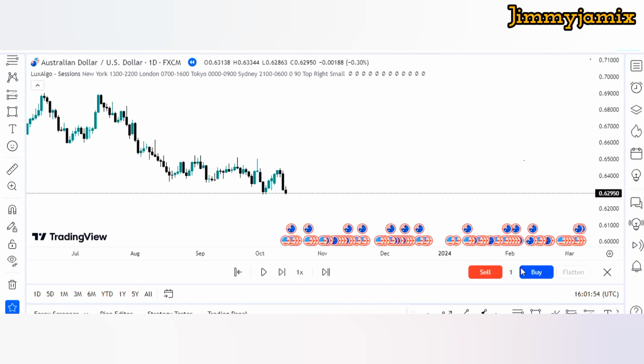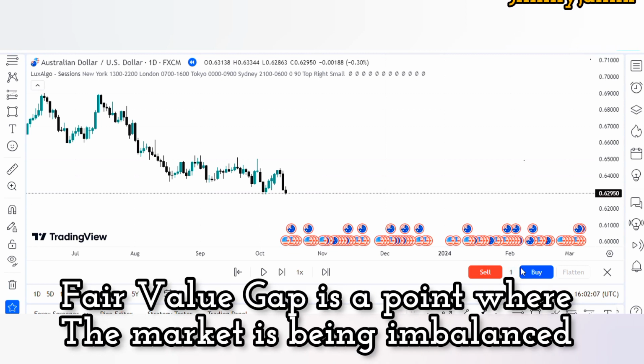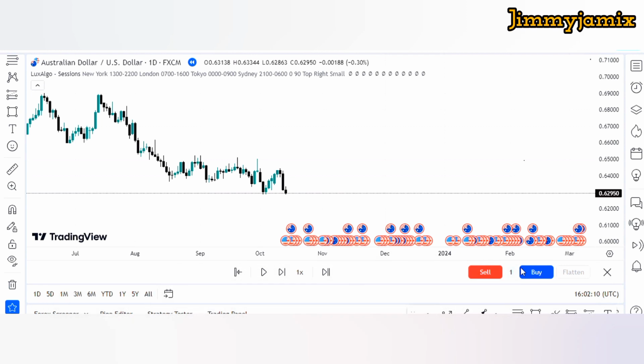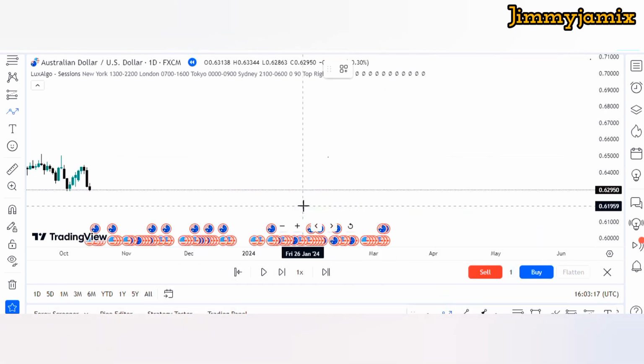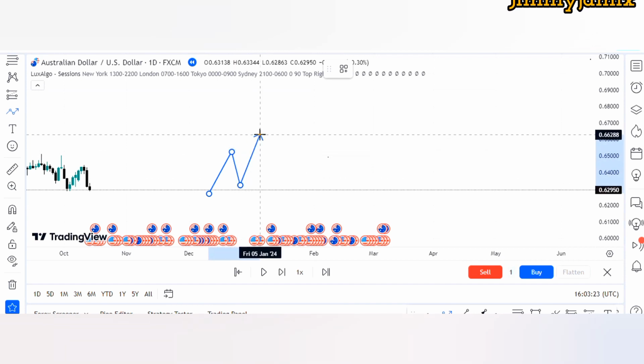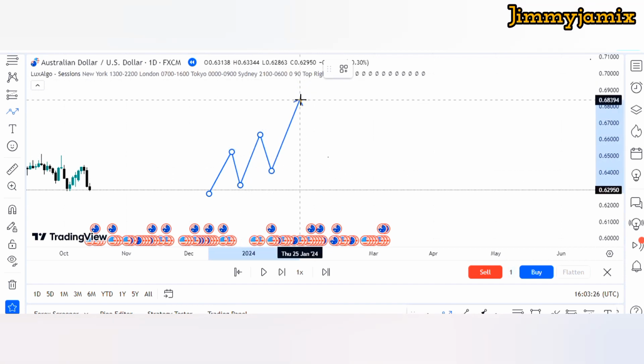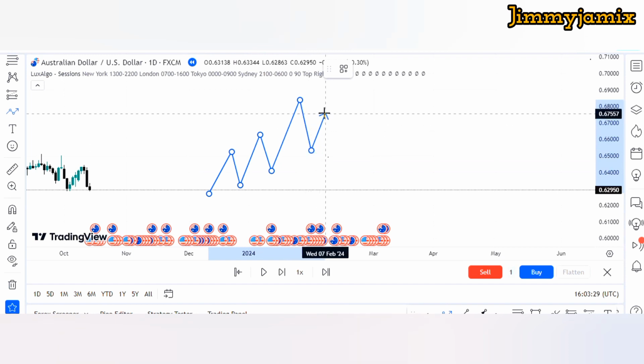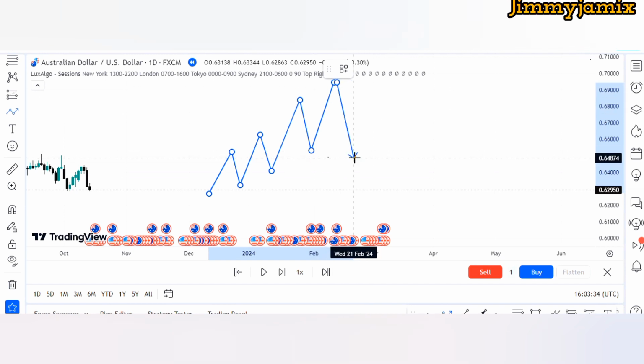Actually, before we go into our strategy, we have to know what a fair value gap is and how we find fair value gaps, right? A fair value gap is just a point where the market is being imbalanced. Let's say this is my market. I must always look for the fair value gap in the extreme end, or what we call the discount or premium zone.